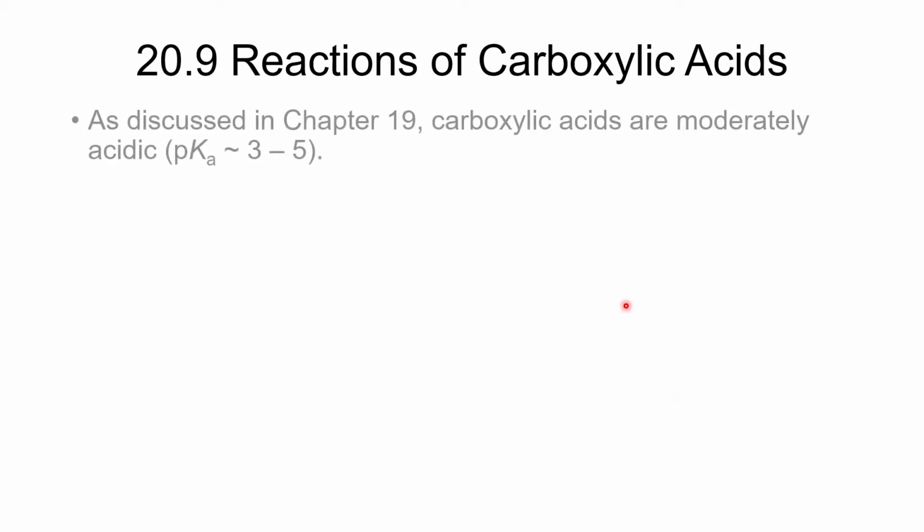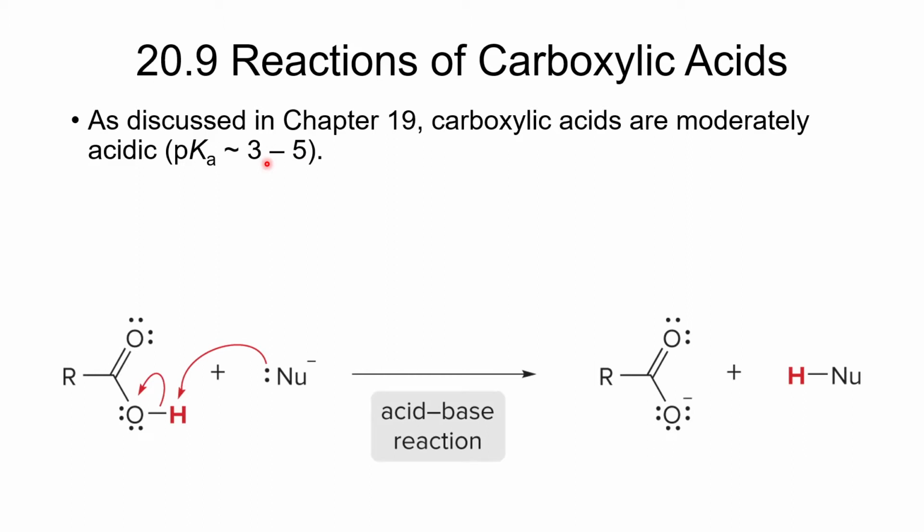All right, so now let's look at reactions of carboxylic acids. We talked about carboxylic acids, that they are acidic, back in chapter 19, the previous chapter. They typically have pKa's in the 3 to 5 range, closer to 5 for most of them. They can get below 4 if they have electron withdrawing groups or some other structural features that might make them more acidic.